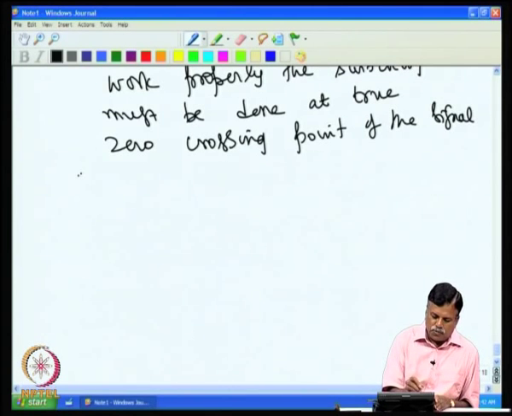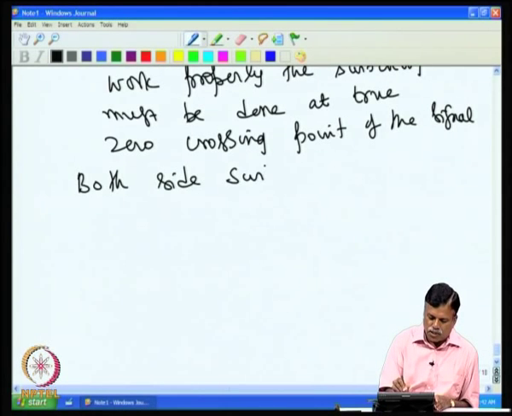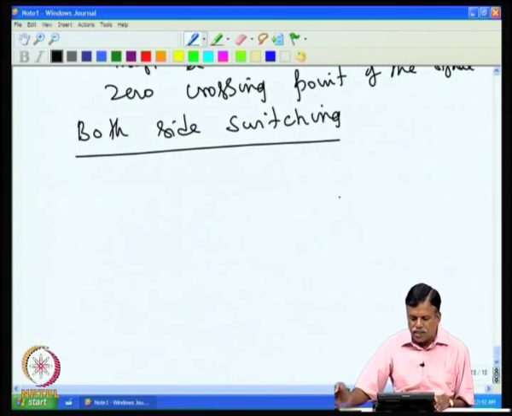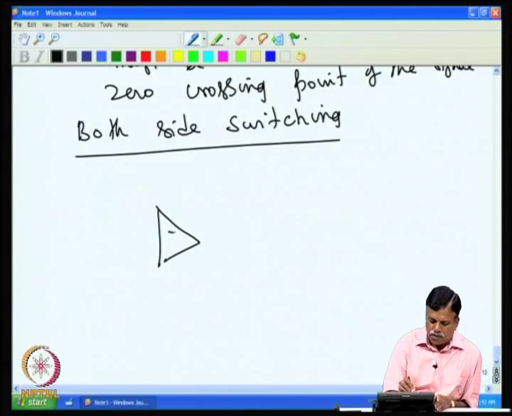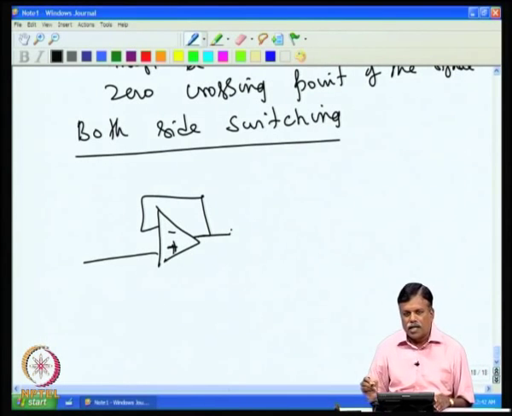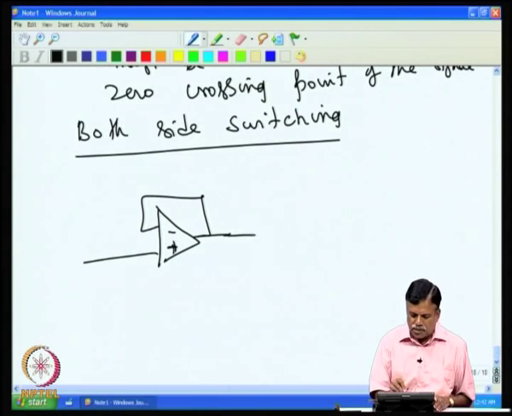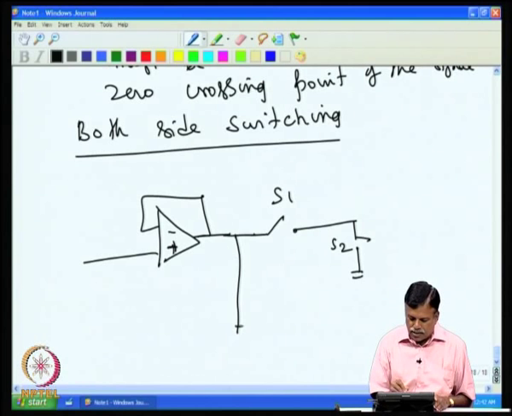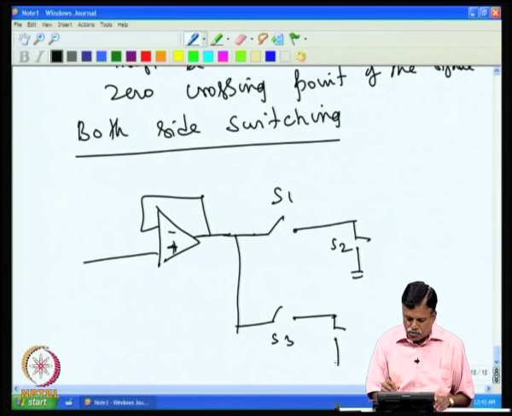We can say how to do the both side switching. I can show you a both side switching example now. What can be done is, for example, if the signal is coming out from the operational amplifier, for example, I have an AC signal coming out from here, then I can do the switching in the following manner. For example, I can have switch S1 and then here S2, I have S1, S2, then this I can take here, then put S3, then also I can put one more switch S4.